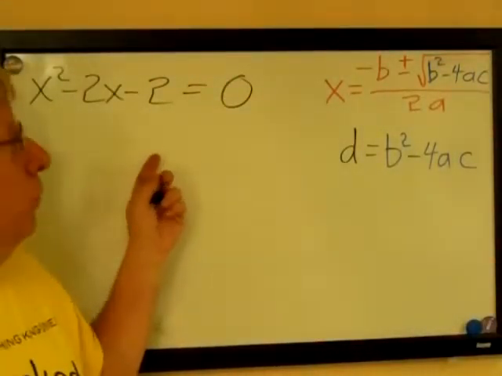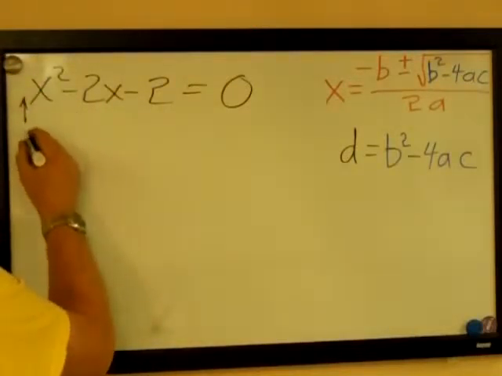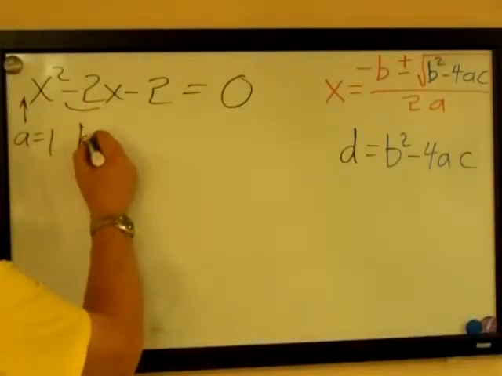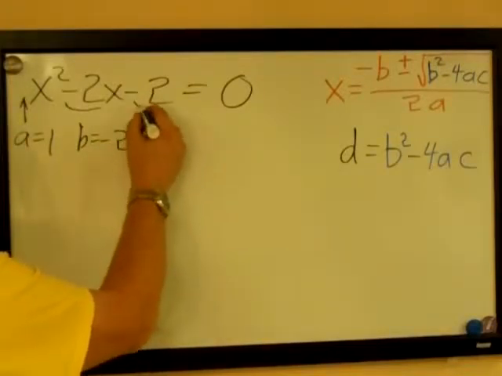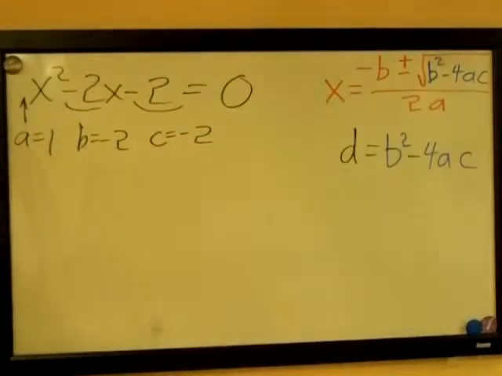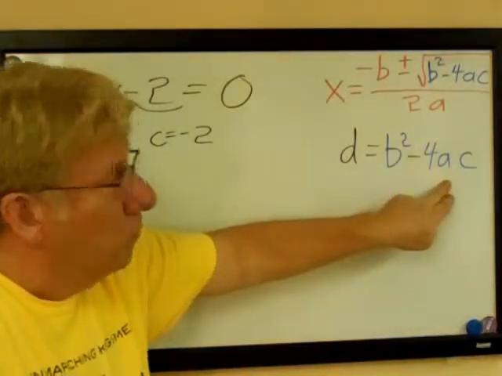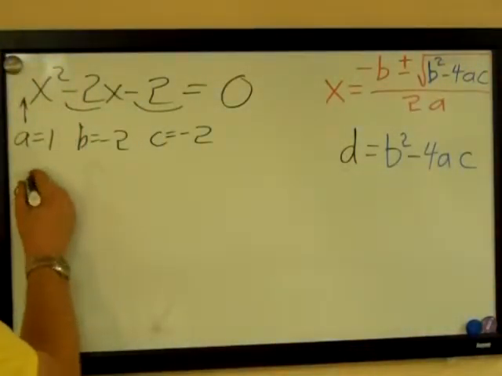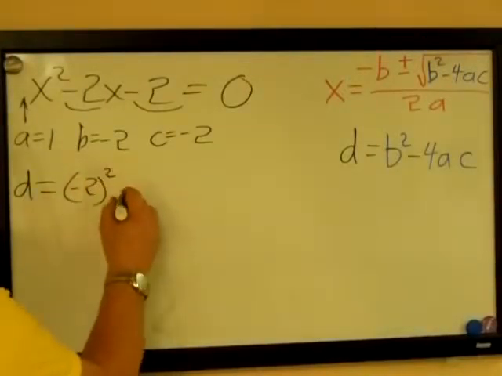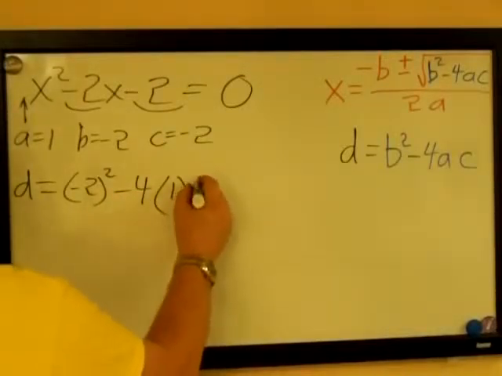So here's our first example, and we look here, the coefficient a would be 1, and the b coefficient for the x term would be minus 2, and the c coefficient, the constant, would be minus 2. So there's our a, b, and c. Now we plug it into this discriminant, so I'll just say d equals b squared, that's minus 2 squared, minus 4 times a, which is 1, times c, which is minus 2.